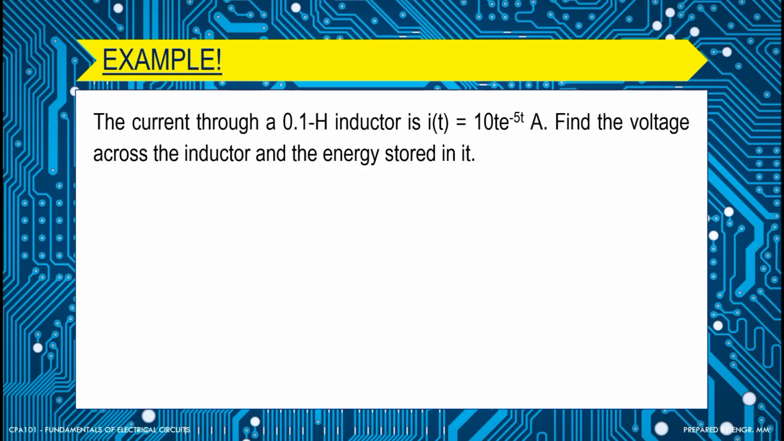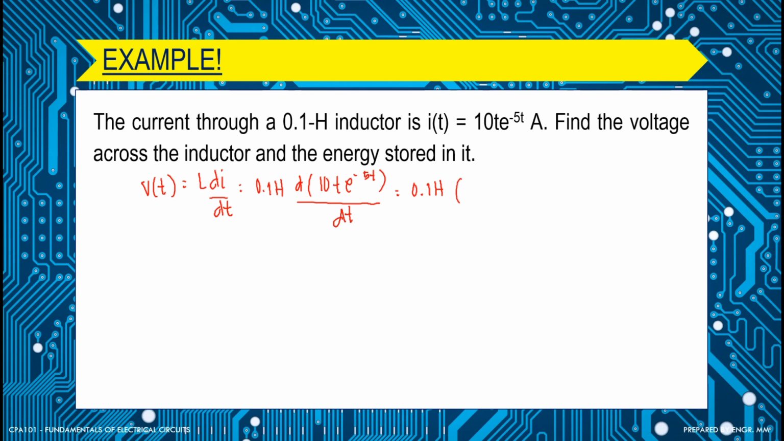Now, let's have some examples. The current through a 0.1 Henry inductor is i(t) = 10t e^(-5t) amperes. Find the voltage across the inductor and the energy stored in it. Our formula for the voltage is v(t) = L di/dt. The inductance given is 0.1 Henry, multiplied by the derivative of 10t e^(-5t) with respect to time t.